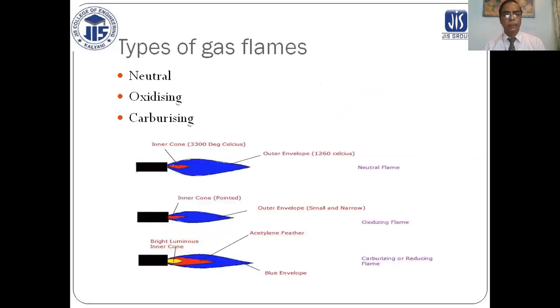Types of gas flames. This is the neutral flame. This is the oxidizing flame. This is the reducing, carburizing flame. And this inner core temperature is 3300 degrees centigrade.